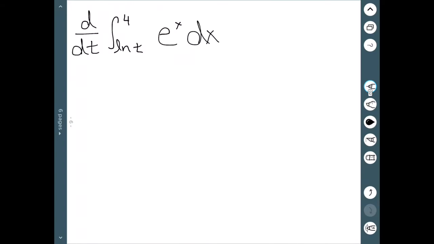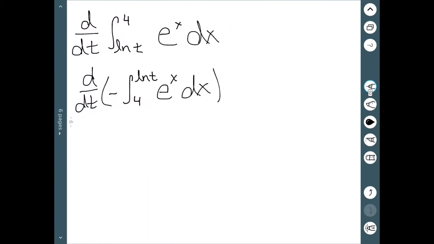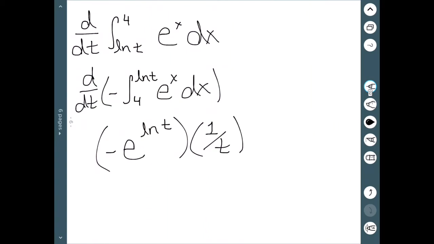For this one, you'll notice our function with t is now on the bottom of the integral. However, we actually have a property that says if we switch the bounds, all we have to do is change the sign of the integral. And now it looks better. We would then have negative e to the ln of t. And then we would have to multiply by the derivative of ln, which is 1 over t. So this ends up being negative t times 1 over t, which would just be negative 1.